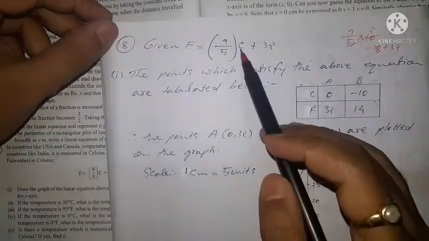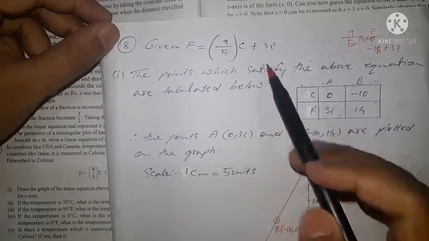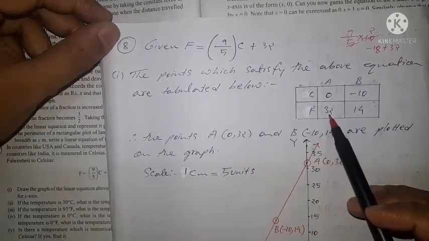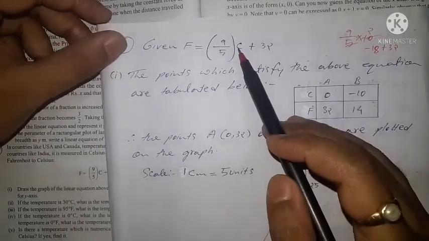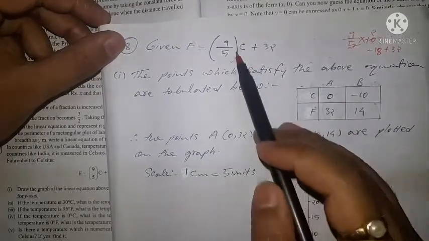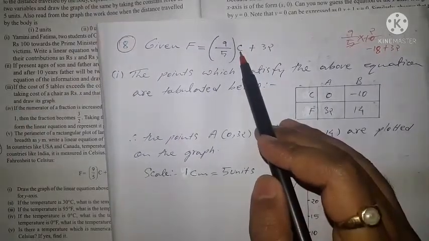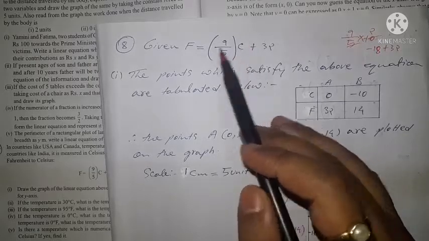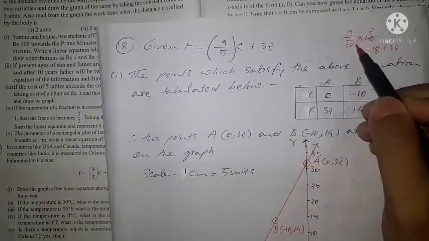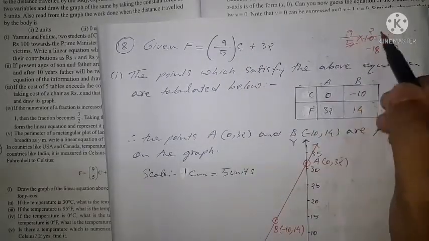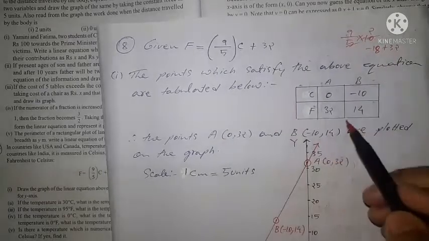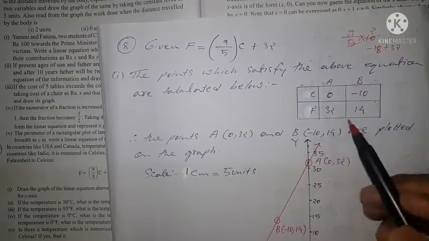Therefore if we put the value of C as 0, this becomes 0 and only 32 remains. So the value of F will be 32. If we put the value of C as minus 10, in place of C, it will become 9 by 5 into minus 10, so it will become minus 18 plus 32, that is 14. The value of F will be 14.